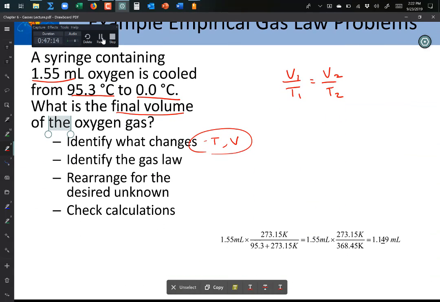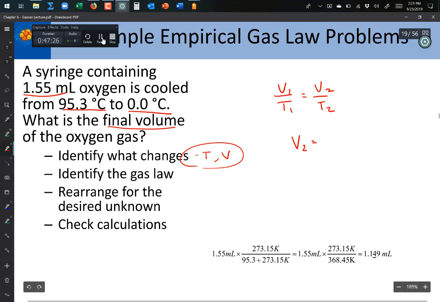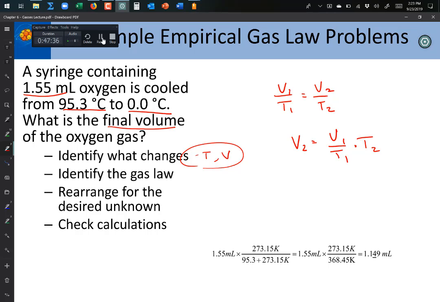Volume. Yeah. So then you rearrange it for what you're looking for. Now you're looking for V2 in this case. So you're going to say V2 is equal to V1 over T1 times T2, like that. And then you just plug stuff in. You have to decide which terms go together. It says 1.55 mL of oxygen is cooled from 95.3 degrees Celsius to 0 degrees Celsius. So what are my V1 and my T1?